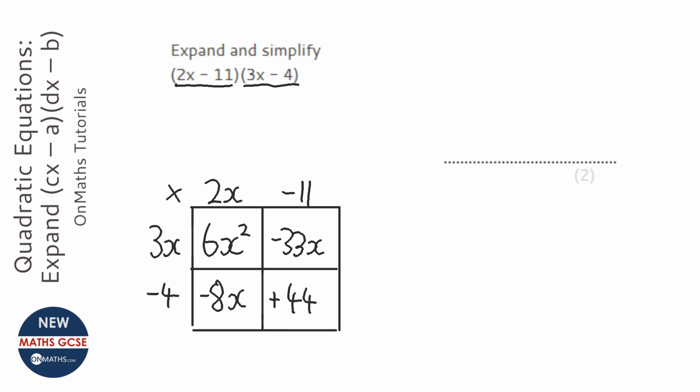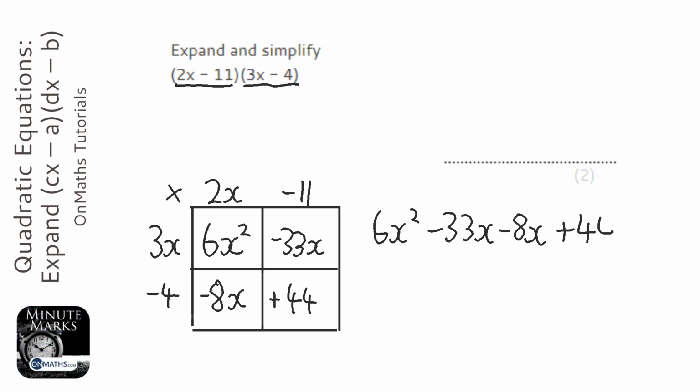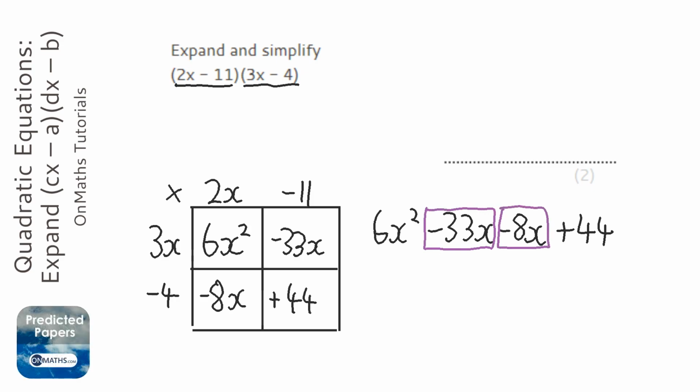Now the reason I put the plus there is when I put all of these together, which is the next step, then I don't need to remember whether it's positive or negative, the plus is already there. So I'm going to write all of these terms together, starting off with the x squared term, then the x terms, and then the number. Now, there are two like terms here. There's an x term here and an x term here, and these need to be added together.